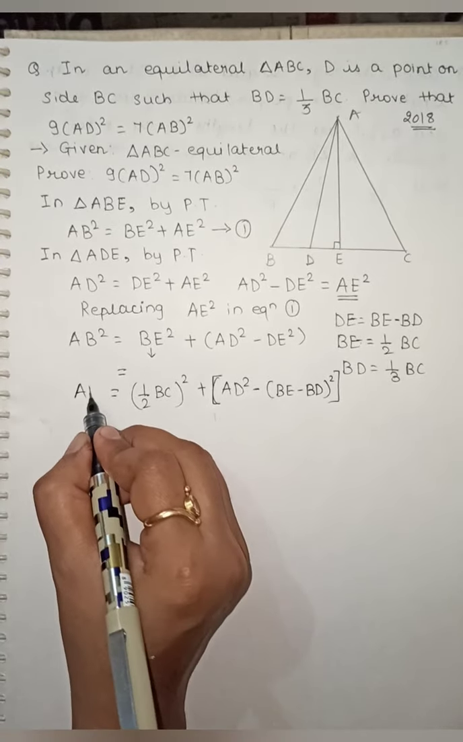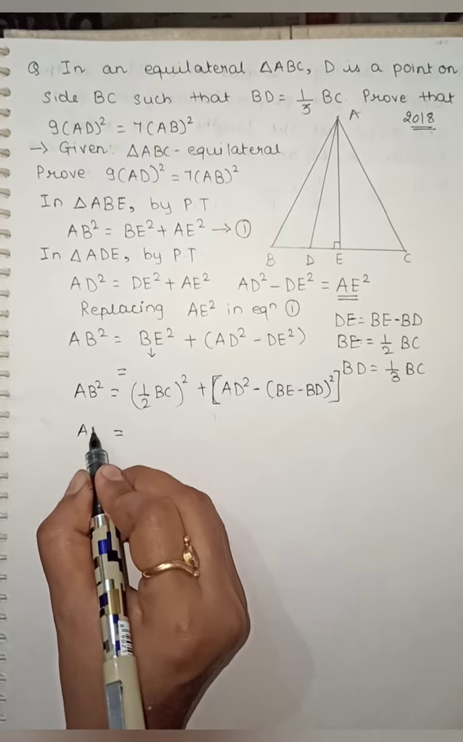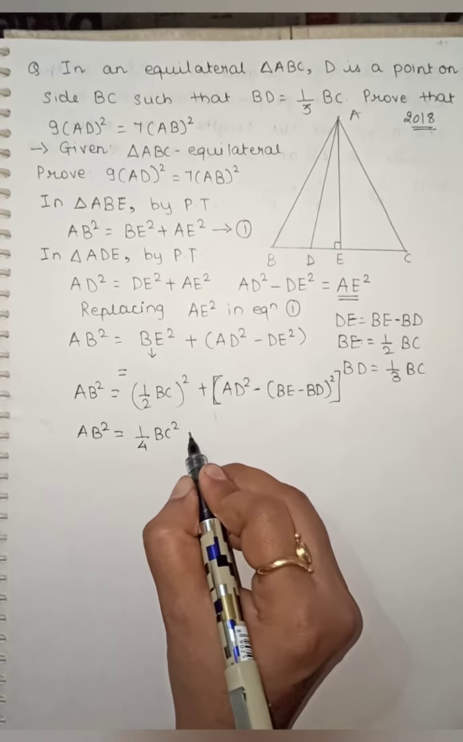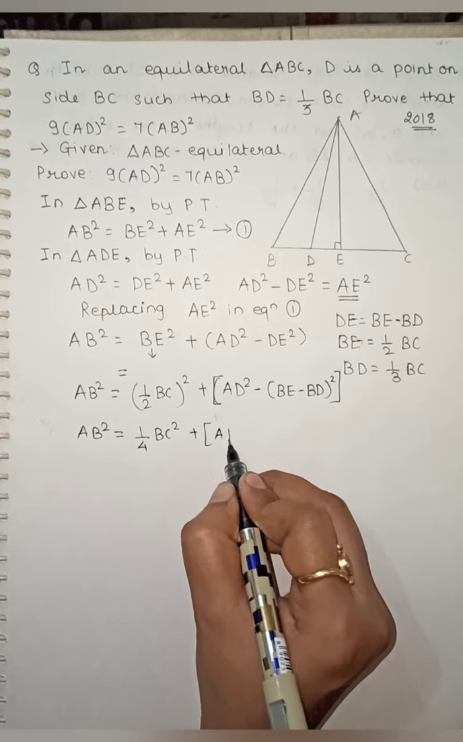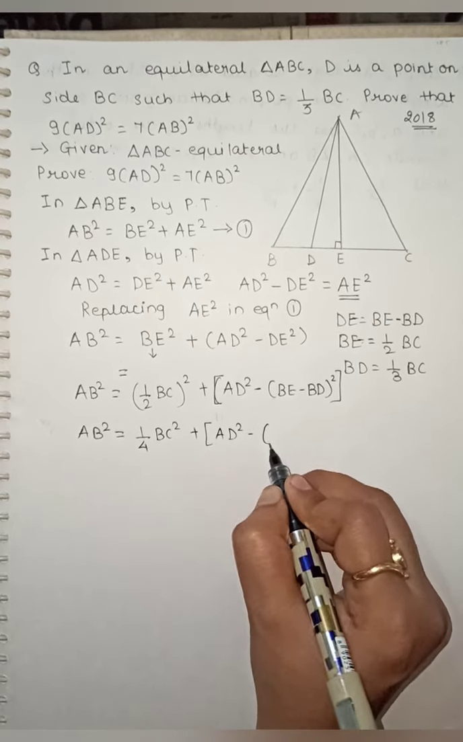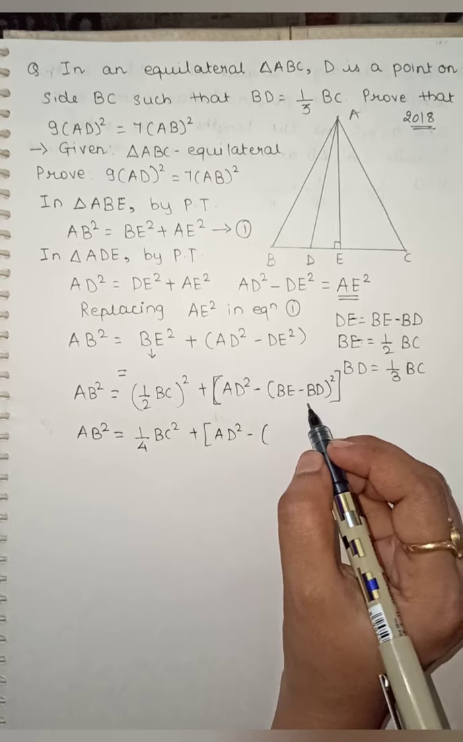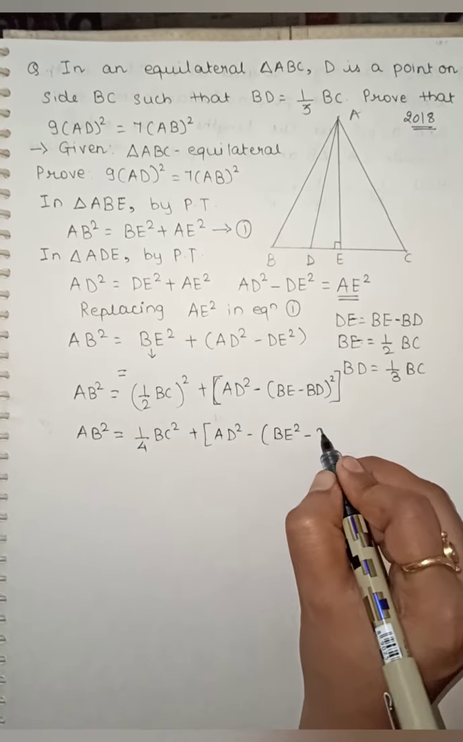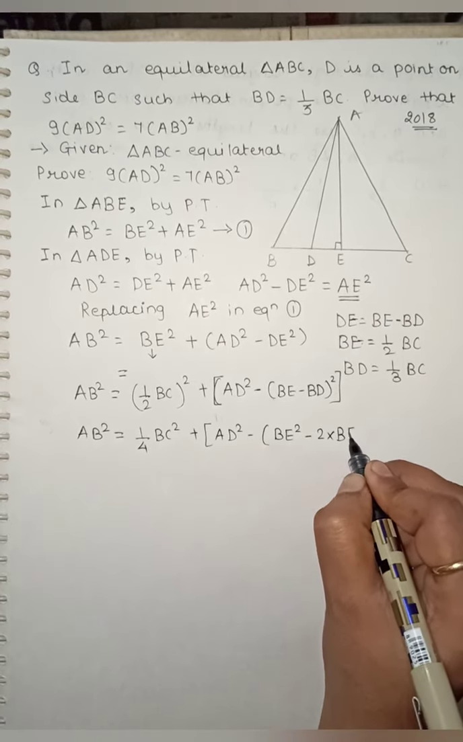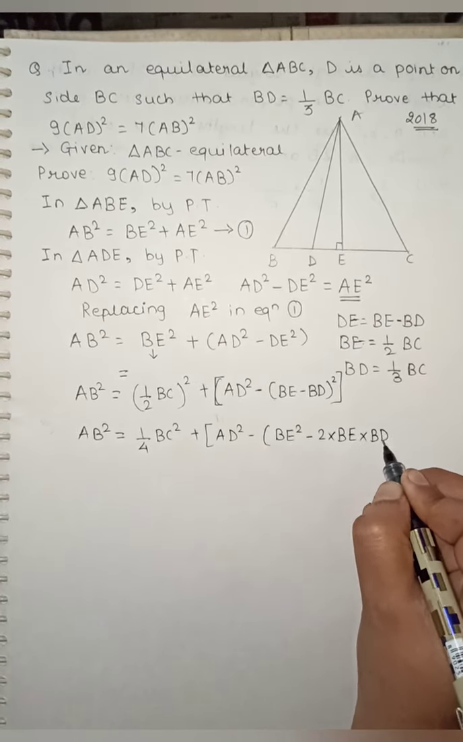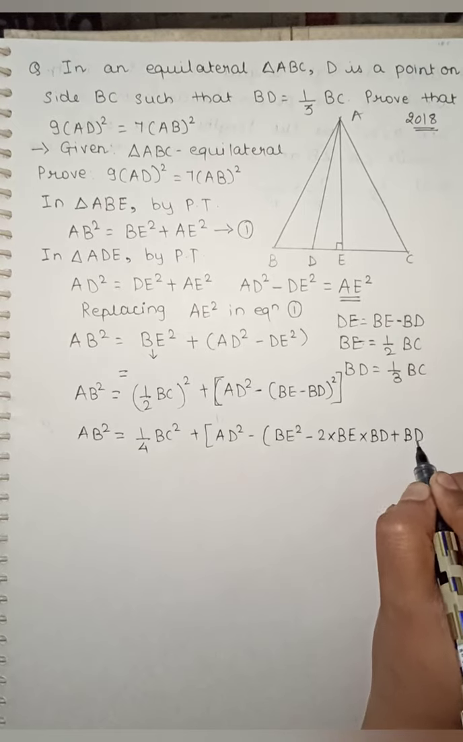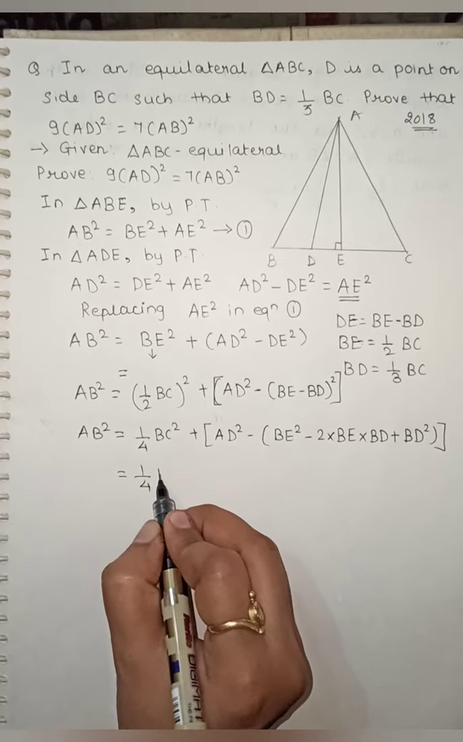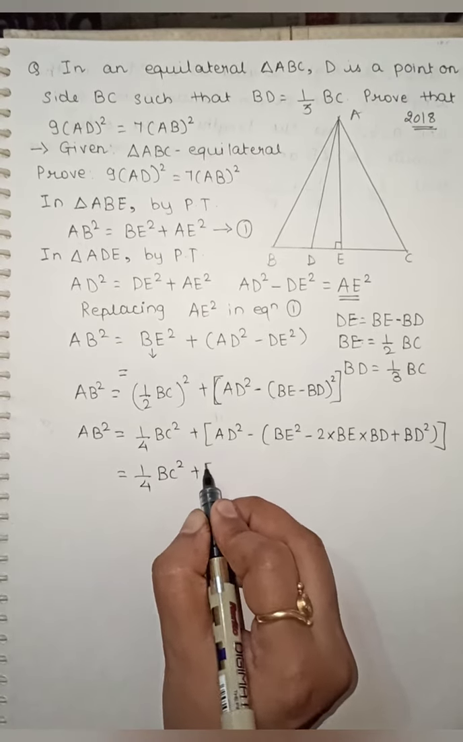Further simplification, now this is equal to AB square. So half of BC square means 1/4 BC square plus AD square minus, now just apply your identity, A minus B bracket square, which gives me A square minus 2AB plus B square. Okay, now replace all the sides in terms of BC.